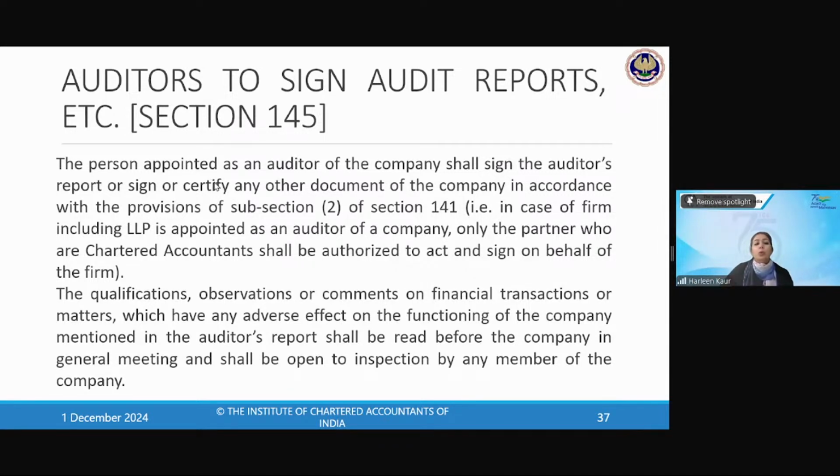The person who is appointed as an auditor will certify and sign other documents of the company as per the provisions of 141 subsection 2. That is, in case a firm or LLP is appointed, only the partners who are chartered accountants are authorized to sign. An LLP might have other partners who are not CAs, so only the chartered accountants who are partners will be authorized to act and sign on behalf of the firm.